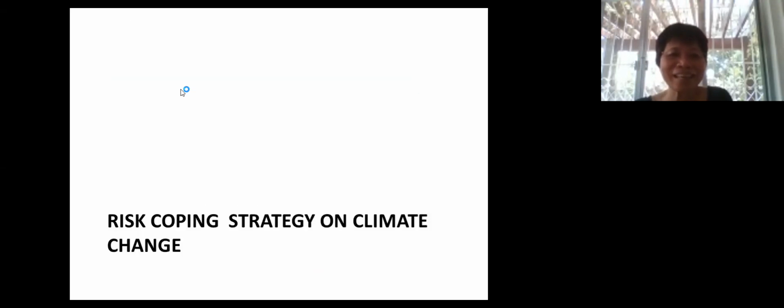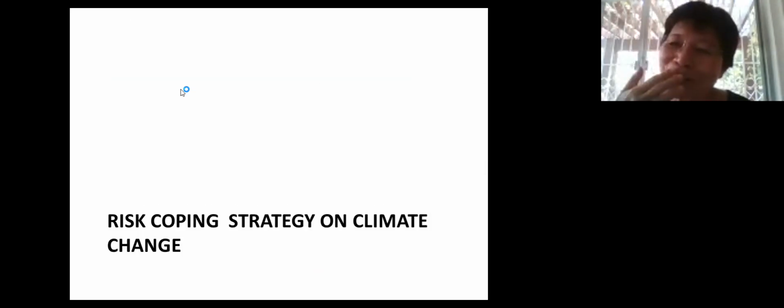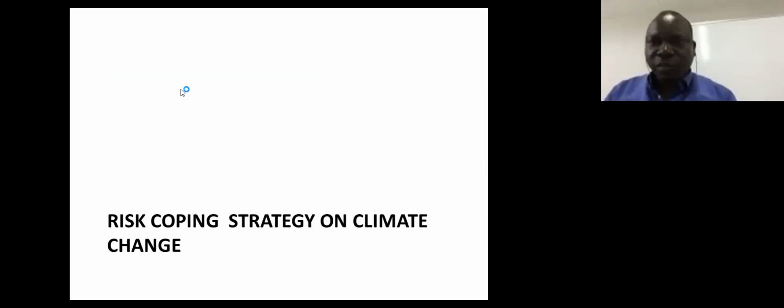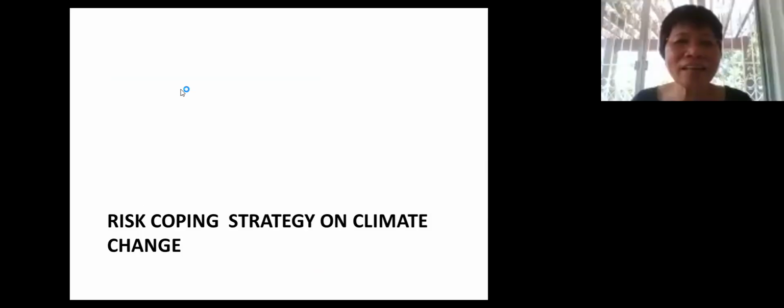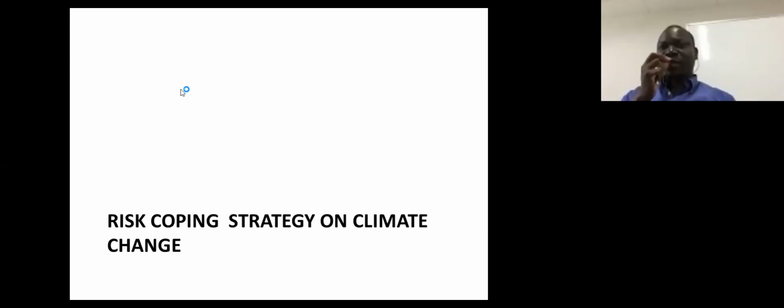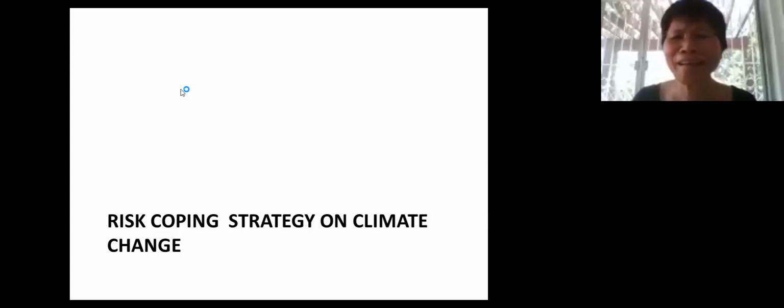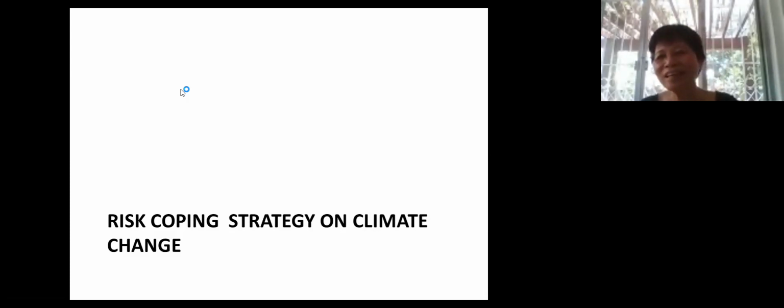And then we will see the ones who are very secure. The one that I showed you before, can you see this? The risk coping strategy, ranking performance. Do you see it? The one appearing on the screen is the risk coping strategy on climate change. So you don't see this? You cannot see what I'm showing?